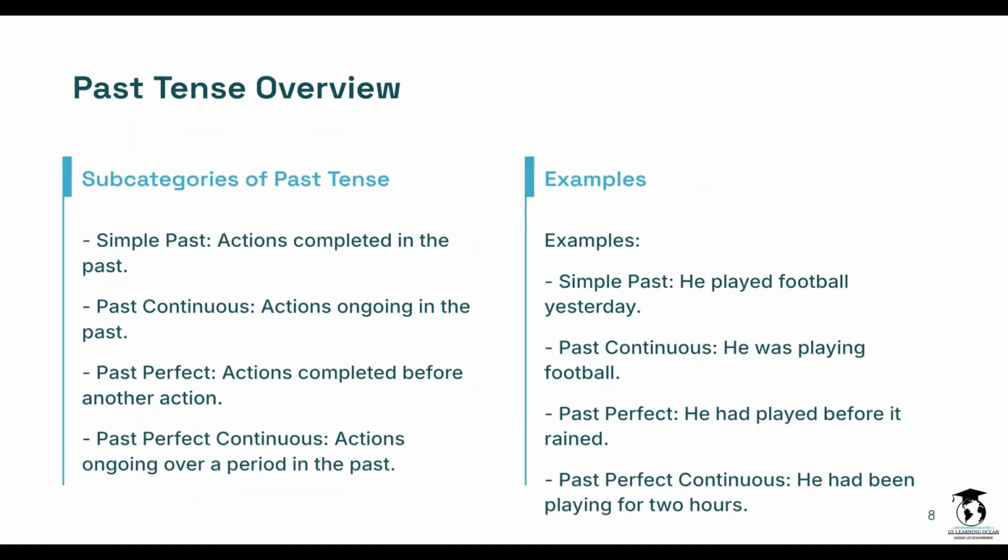Now in simple past, we tell about completed actions in the past. For example, he played football yesterday. In past continuous, we have actions ongoing in the past. For example, he was playing football. In past perfect, we have actions which are completed before another past action. For example, he had played before it rained. In past perfect continuous, we have actions continuing over a period in the past. For example, he had been playing for 2 hours.